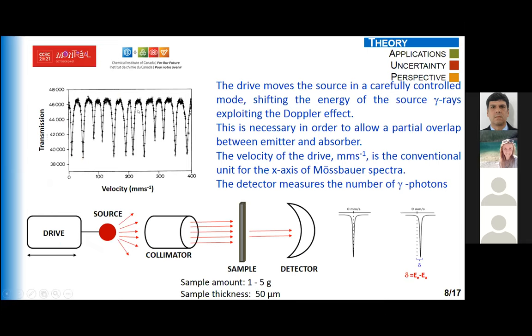As you can see here on the left of the screen, a typical Mossbauer spectrum consists of a plot of relative energy transmission versus the velocity of the source. In fact, if the emitter and the absorber have the same local environment, the Mossbauer spectrum is a single peak, as you can see here. The point is that in reality, this never happens because the emitter and the absorber have different local environments, leading to large changes in absorbance. In order to bring the emitter and the absorber into resonance, it is necessary to change the gamma ray energy. In order to do this, we have to move the source. In fact, in this scheme, you see that the source is connected with a velocity drive, and the value that you see here on the x-axis of the Mossbauer spectrum is the velocity of this source.